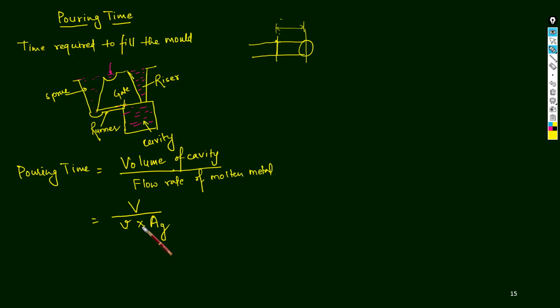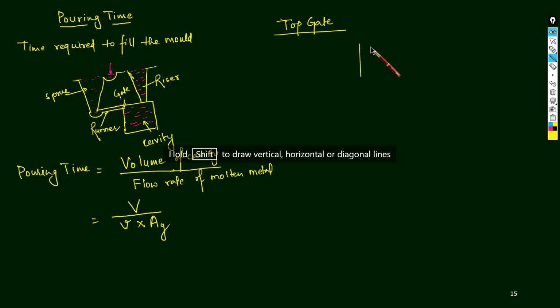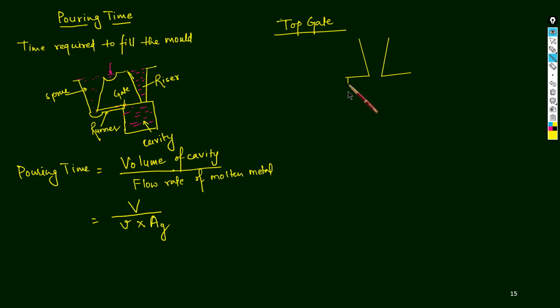Now let us see how much is the velocity at this point. So we know about the top gating system. So let us take the case of top gate. In case of top gate, how is the top gate shown? So here we have, let us suppose this is the sprue, and we have the cavity.